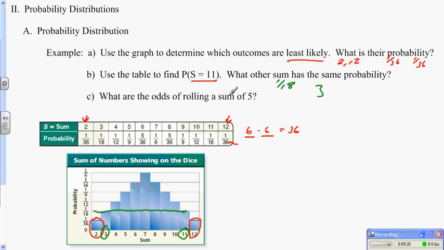What are the odds of rolling a sum of 5? Well, here's 5. It is 1 out of 9. That's the probability. So that means the odds of rolling a 5 are 1 out of 8. Again, 1 is the one we're looking for, and 8 would be failures. So 1 works, and 8 do not. Again, the sum of those two is 9. And this ends lesson 12.3.